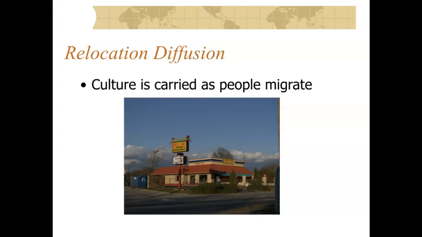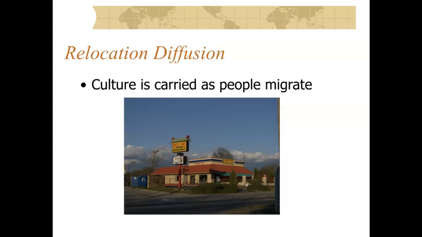So relocation diffusion is how we talk about culture and how it's carried as people migrate. So if you go to New York or San Francisco, they both have very prolific Chinese neighborhoods. It's called Chinatown. Both San Francisco and New York have a very nice Chinatown. And that phenomenon starts when we have a mass migration from another country like China, and they tend to congregate in certain neighborhoods in large cities. And they bring their culture with them.